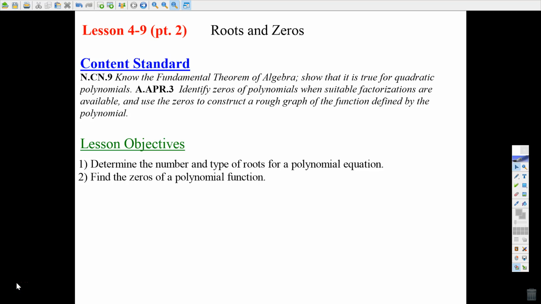Today is part 2 of lesson 4.9, and the title of our lesson from yesterday is Roots and Zeros. Where we've been is we found roots of polynomial equations. Today we're going to be finding zeros of polynomial functions. And really you can think of these synonymously.